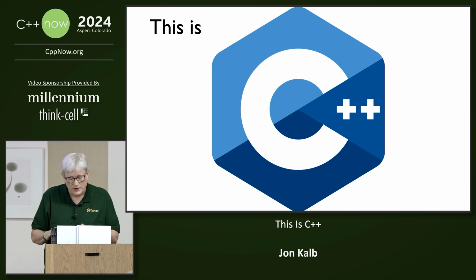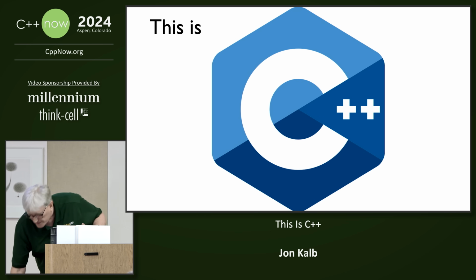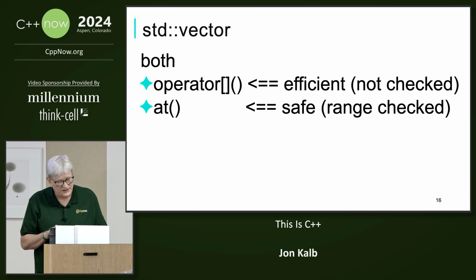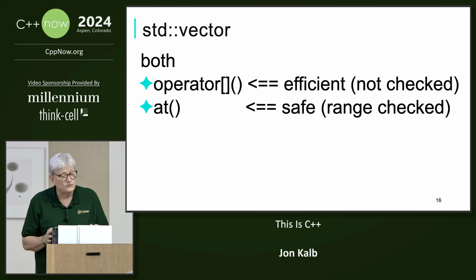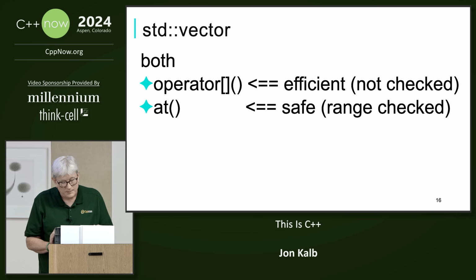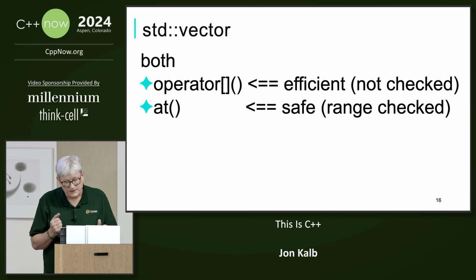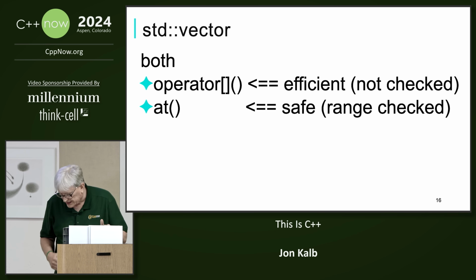So someone might point out that we don't always take this route. So here is std vector looking at the index operator. The index operator provides element access without range checking. But in addition, the standard library provides the at member function, which provides the same service with range checking.